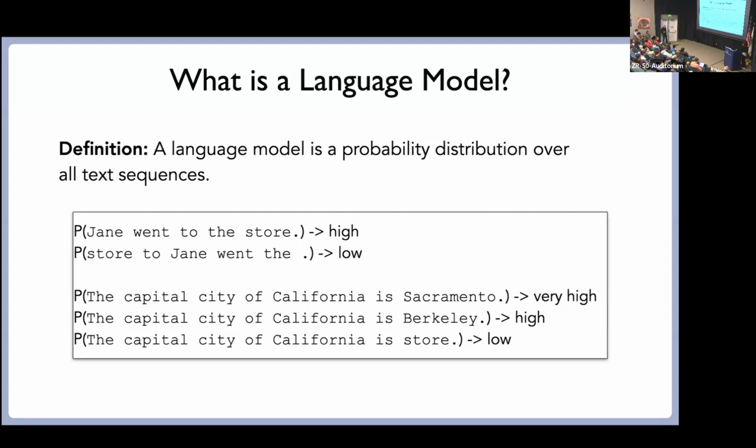It should also know that a sentence like "the capital city of California is Sacramento" should get a high score because it's a very likely sentence and it's also factual. It should give a lower score to the sentence "the capital city of California is Berkeley", because this is not factually correct, but it will likely still give a reasonably high score for the sentence because it still makes sense. And then for a sentence like "the capital city of California is store", it will probably give a much lower score than the other two because store can't really be the capital city.